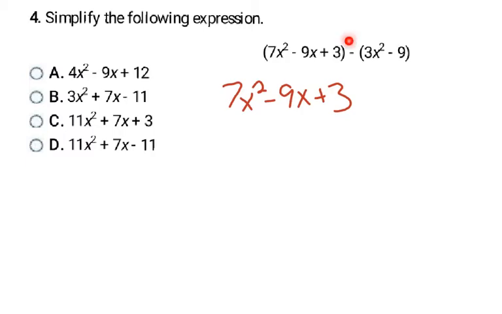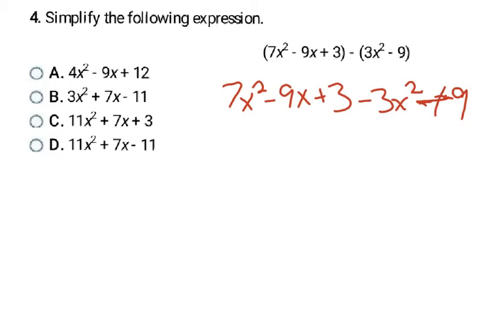So I'm going to have a minus 3x squared here because I'm subtracting that. And I'm also subtracting a minus 9. So I'm going to have a minus 9. And remember, when you have a minus a negative here, or two minuses, that's the same as just adding. So I'm going to change that to an addition symbol. And it's the same thing.